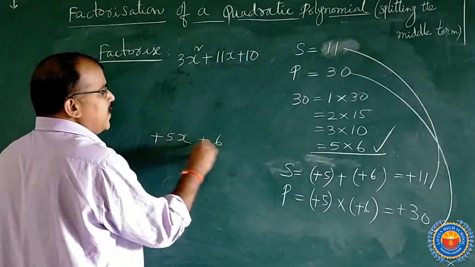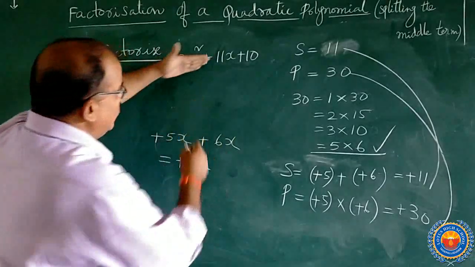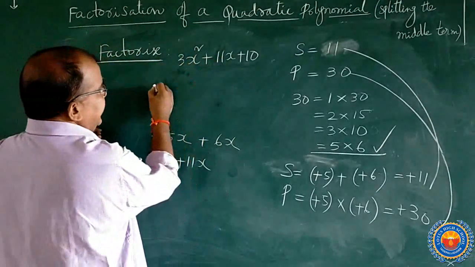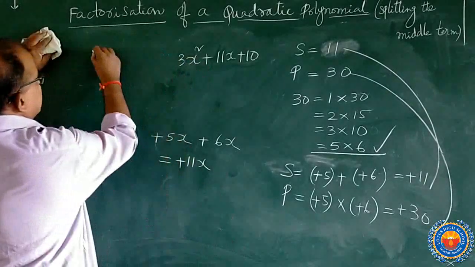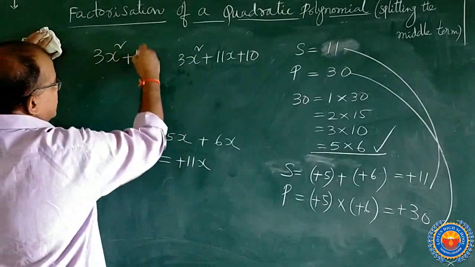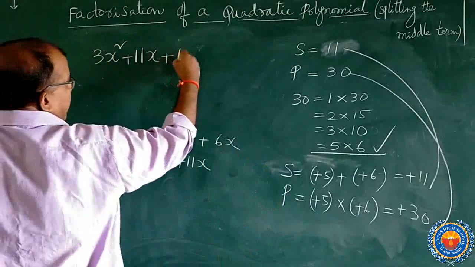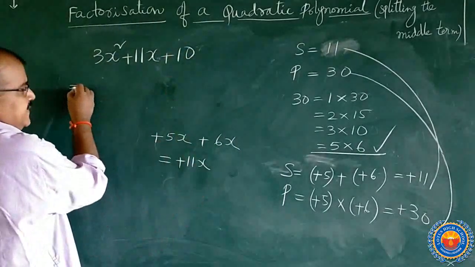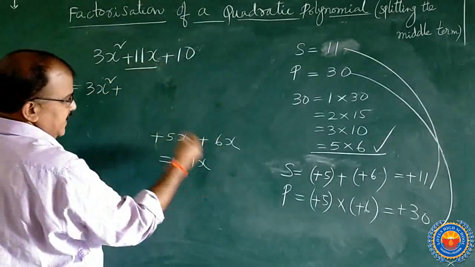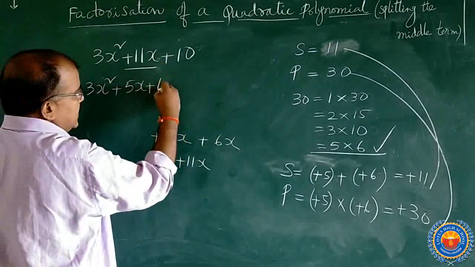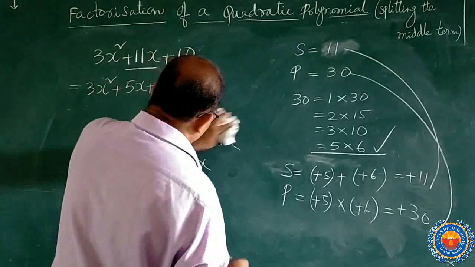If I write plus 5x plus 6x, that is nothing but plus 11x. So plus 11x I can write here. I will write this sum: 3x square plus 11x is nothing but plus 5x plus 6x plus 10.